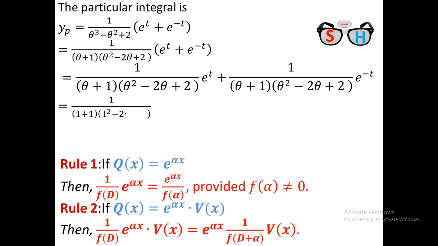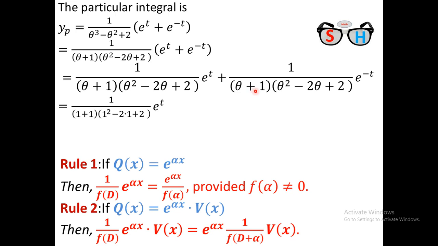The result will be 1 by 1 plus, in the place of theta you put 1, and here in the place of theta square, 1 square, minus 2 dot 1. What is the result? Here 2 cancels, 1 plus 1 is 2, therefore 1 by 2 dot 1 means half. Therefore the denominator is non-zero, so I can use rule 1 here. But if you put theta equal to minus 1, this will be 0. Therefore this is a problem, because we have to take f of alpha.